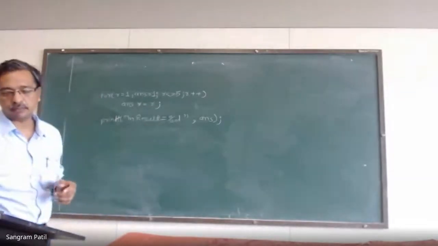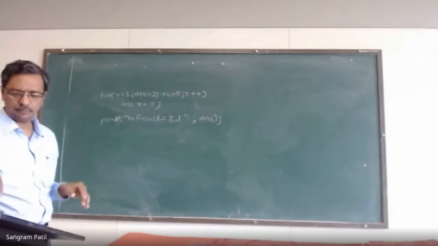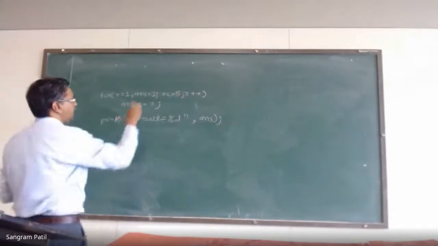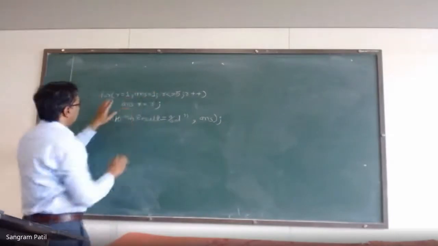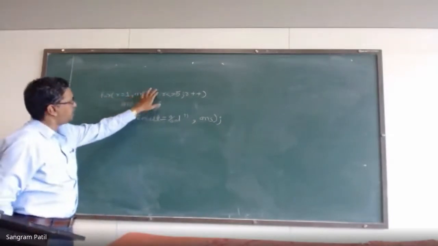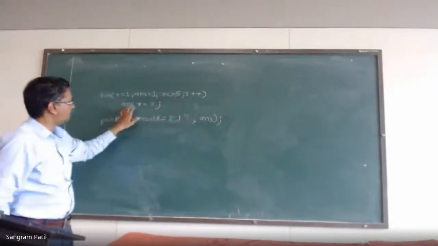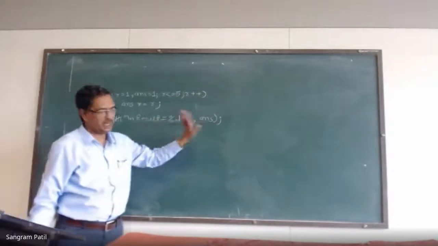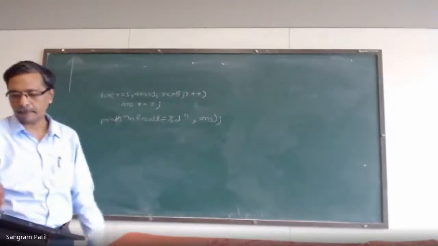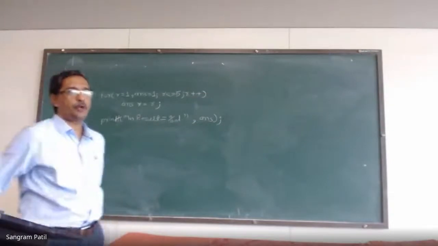What will be the answer? r equal to 1 comma answer equal to 1 semicolon r is less than 5 semicolon r plus plus, answer multiply equal to r, printf result equal to percentage d, the answer. What will be the output of this program?